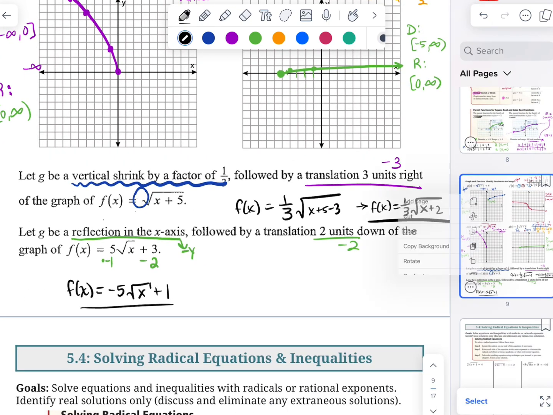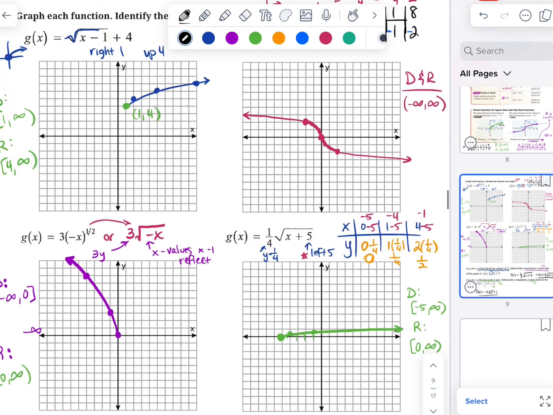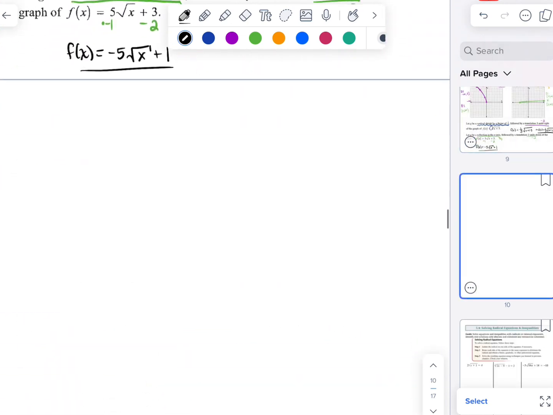Okay, now I want to take a moment and I want to add a page, but I'm going to go back to these graphs for a moment, okay? So I want you to notice that one of these graphs only covers part of our picture, and one of the graphs cuts through the entirety, right? It cuts through multiple quadrants. So kind of keep that in mind as we're talking about even versus odd functions.